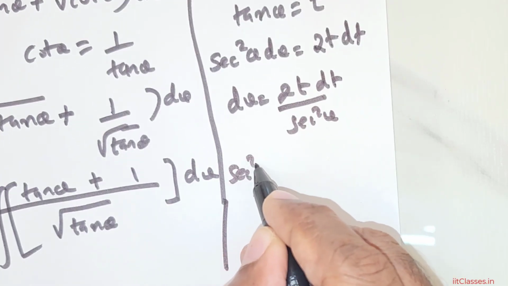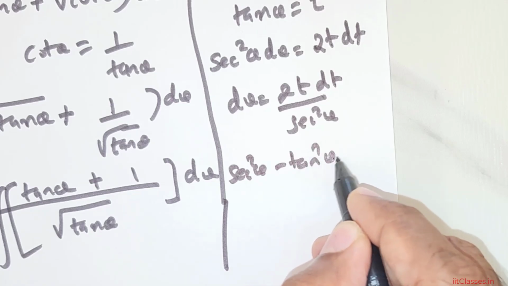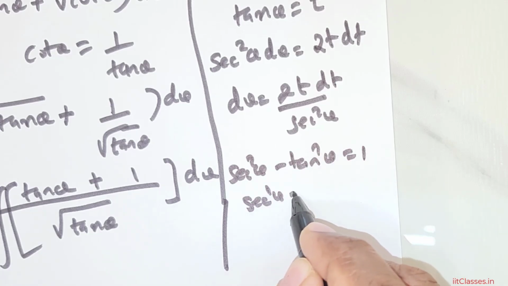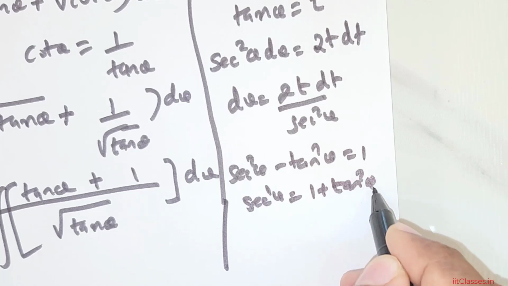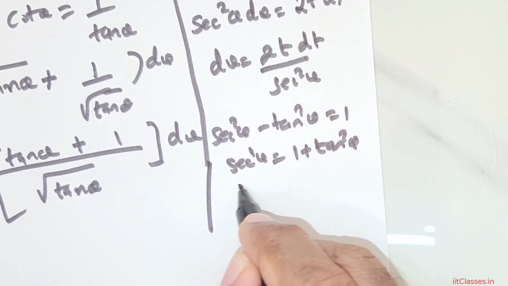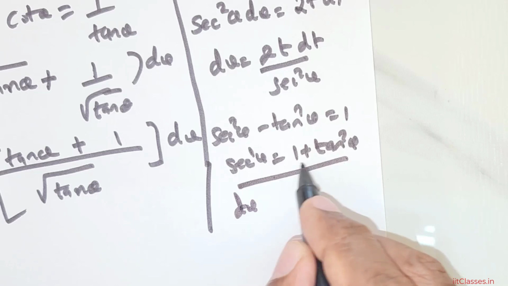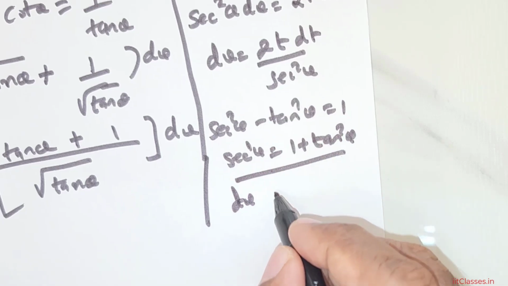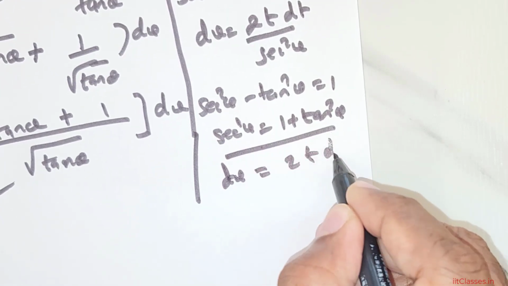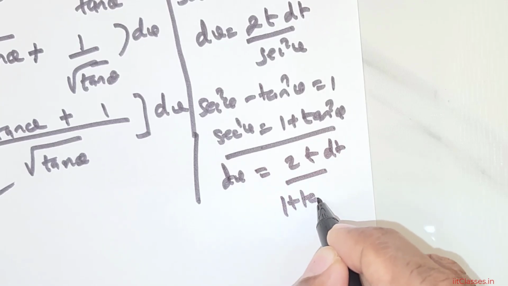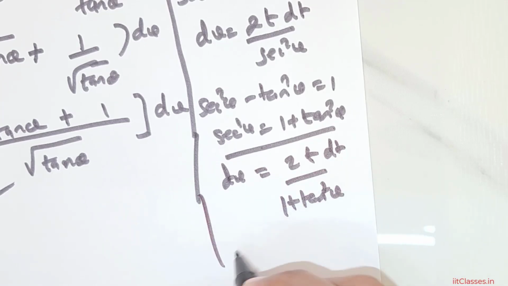But we know secant squared theta minus tan squared theta is equal to 1, and secant squared theta is equal to 1 plus tan squared theta. So this can be utilized in place of secant squared theta. Therefore d theta is equal to 2 times t dt divided by 1 plus tan squared theta.